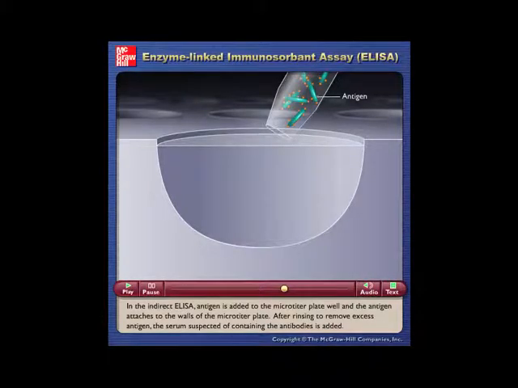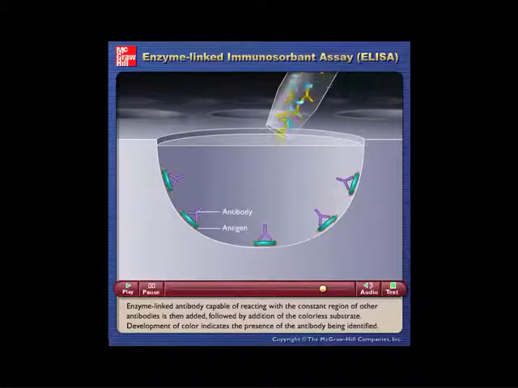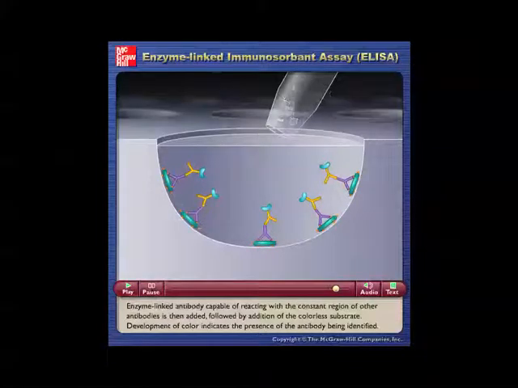In the indirect ELISA, antigen is added to the microtiter plate well, and the antigen attaches to the walls of the microtiter plate. After rinsing to remove excess antigen, the serum suspected of containing the antibodies is added. Enzyme-linked antibody capable of reacting with the constant region of other antibodies is then added, followed by addition of the colorless substrate. Development of color indicates the presence of the antibody being identified.